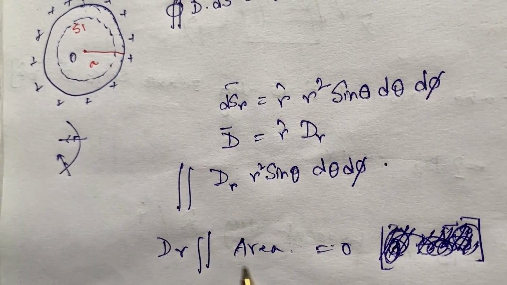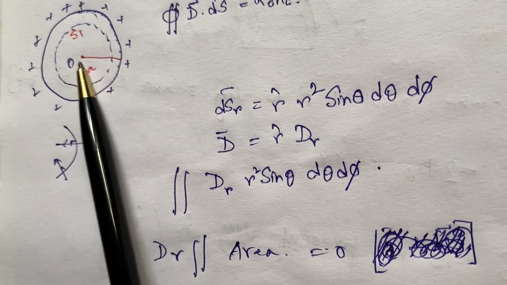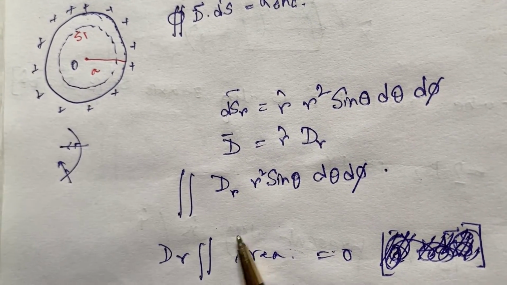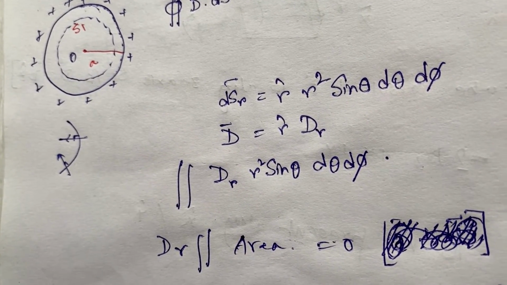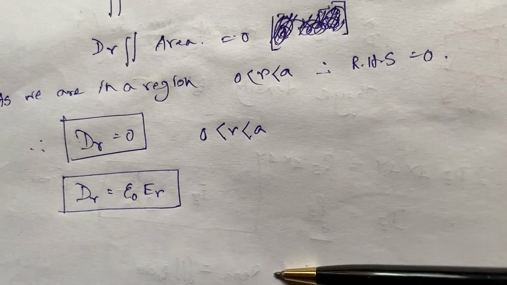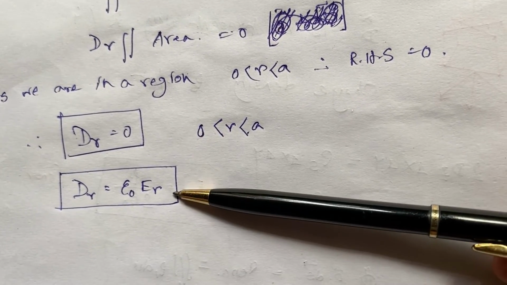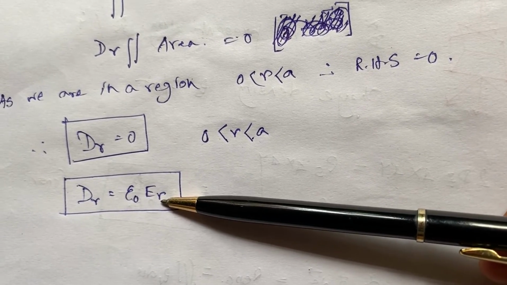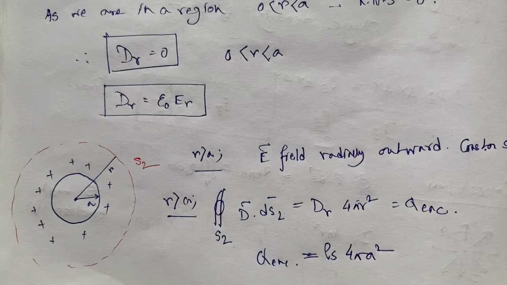Now area cannot be equal to 0 because this is not a point. This is a shell which has a non-zero area. So D_r must be equal to 0. And if D_r is equal to 0, then the electric field, which is related to D_r with the help of this relation, is also equal to 0.